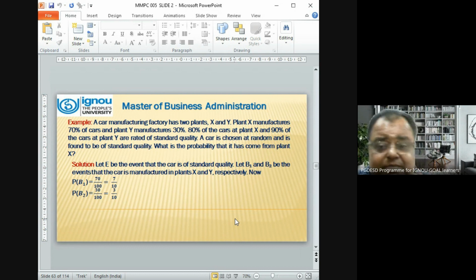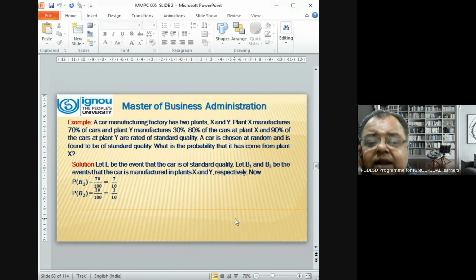In Bayes' theorem, try to keep your denominator as simple as possible. I have reduced 70 by 100 to 7 by 10 and 30 by 100 to 3 by 10. My denominators are the same. Now someone may also say, sir, if we keep it as 70 by 100, the denominator will still be the same. So now the difference will be clear. Now what is happening?